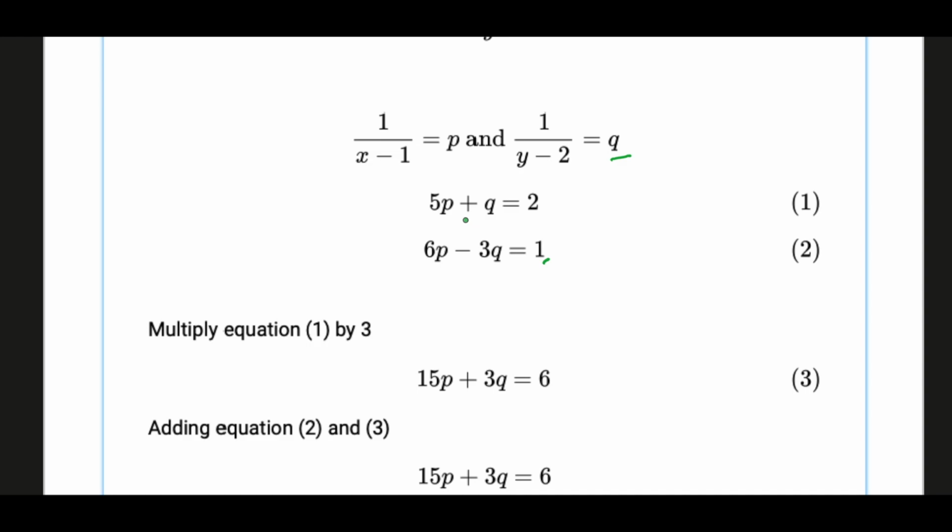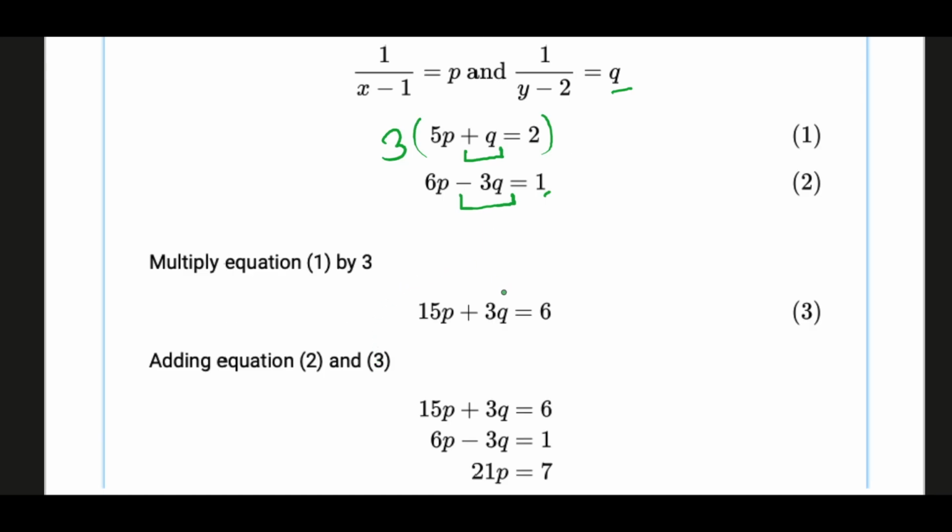Now you see here that the coefficient of q here is plus 1 and the coefficient of q here is minus 3. So what we can do is we can multiply our equation 1 with 3 and then add these two equations so that we will get our equation only in the form of p. So let us multiply our equation 1 by 3. So it becomes 15p plus 3q equals to 6. Now what we can do is we can add equations 2 and 3.